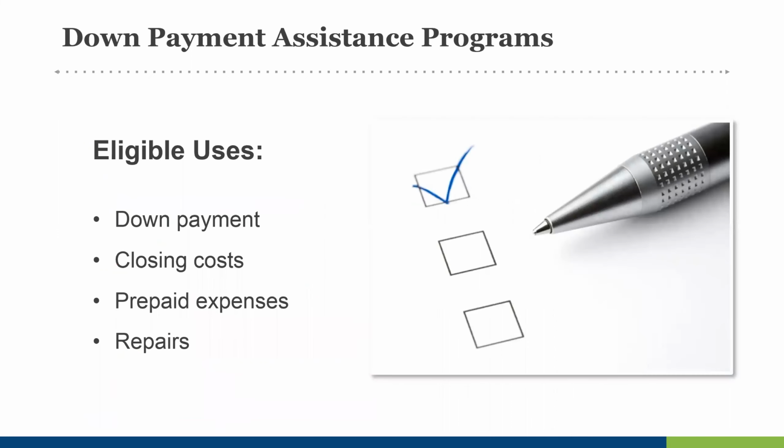So what can the funds be used for? Obviously the down payment, often the closing costs, sometimes prepaid expenses, and then occasionally we'll see a program which allows the down payment funds to be used for property repairs. Now those are not as common or prevalent as just pure down payment help or closing cost help. But those are the common or eligible uses for down payment assistance programs.